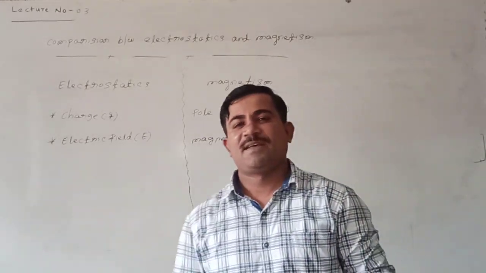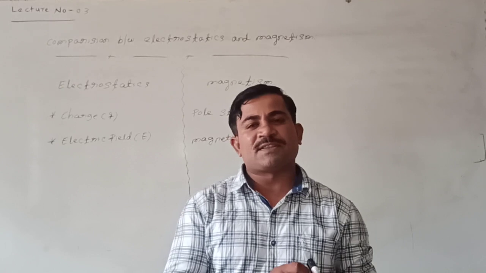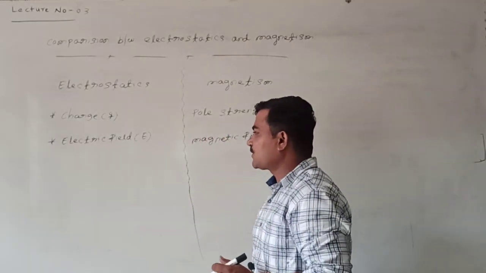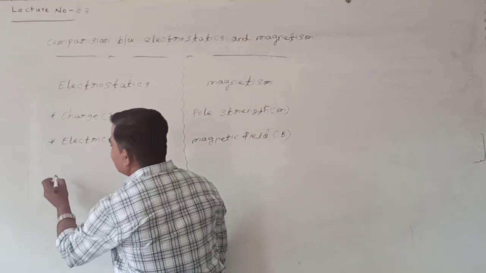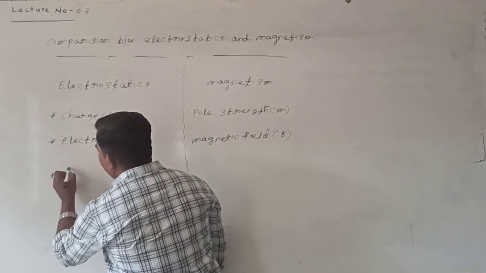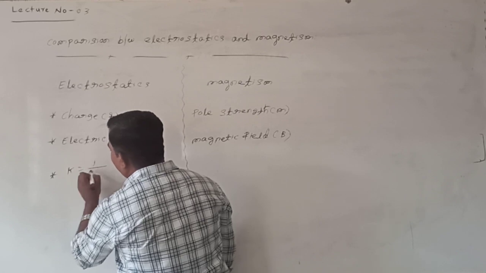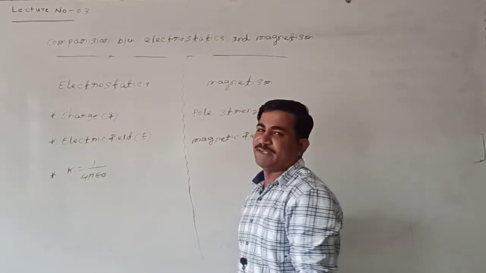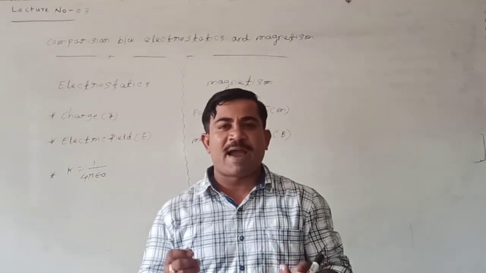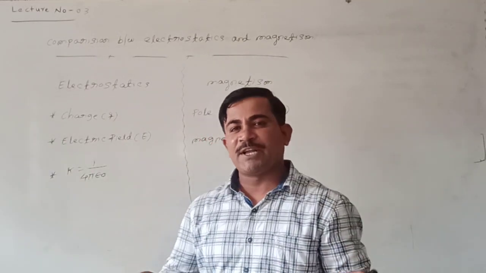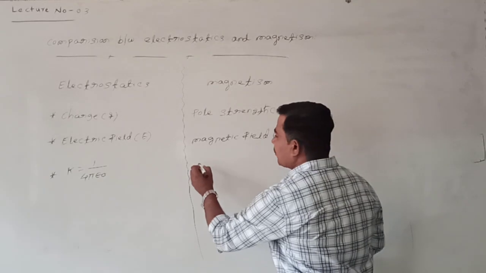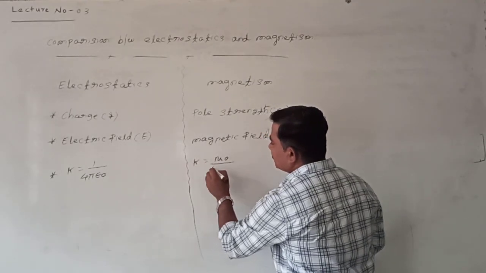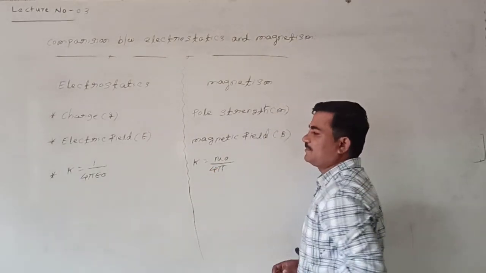Right? In electrostatics, there is a proportionality constant that we call Coulomb's constant. What is Coulomb's constant? K is equal to 1 divided by 4 pi epsilon naught. Right? Similarly, in magnetism there is a proportionality constant, also represented by K, but its value is K equal to mu naught by 4 pi.